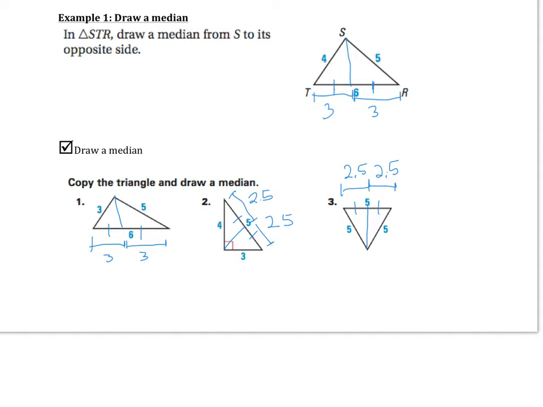If you drew yours over to this side, your pieces would be over to here. I'll put it in a different color. It would be 2 and 2, and over here would be 1.5, 1.5. The last one, since they're all the same, you should get 2.5, 2.5, no matter which median you draw.